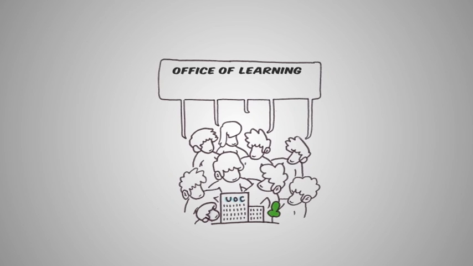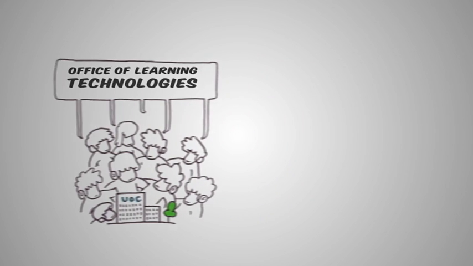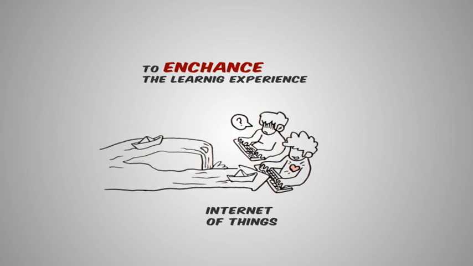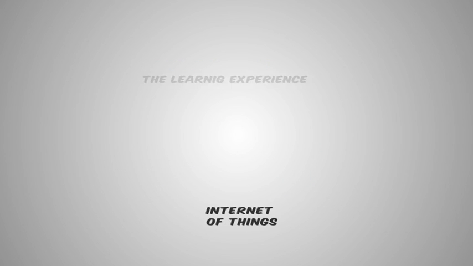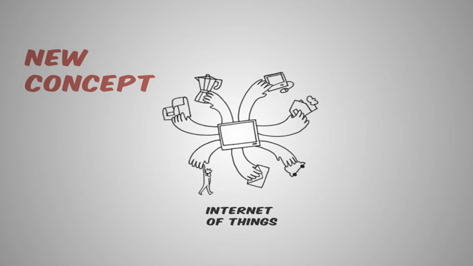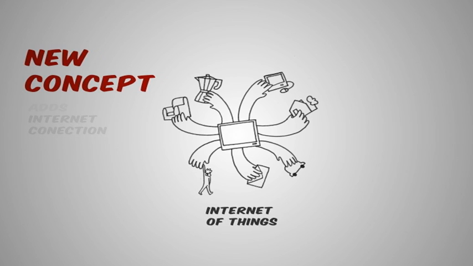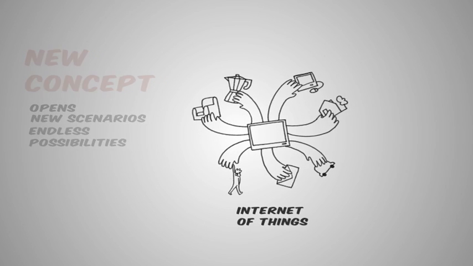The Office of Learning Technologies of the UOC, Universitat Oberta de Catalunya, has been working on how to use the Internet of Things to enhance the learning experience of its students. The Internet of Things is a new concept which adds internet connection to ordinary objects, thus allowing interaction among objects and with these objects. As a result, the Internet of Things opens new scenarios and endless possibilities.